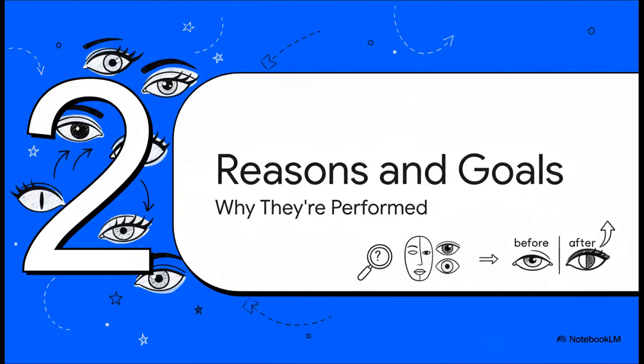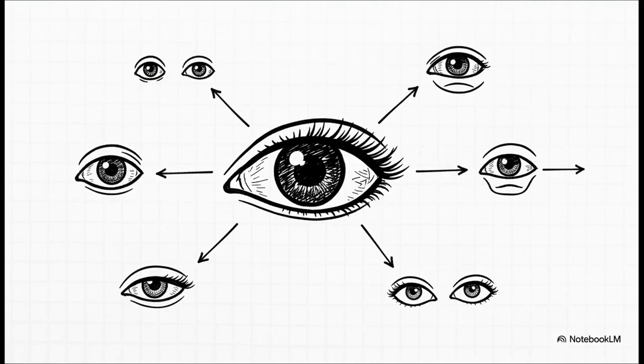So now that we know what these procedures are, the big question is, why? What are the specific goals people are trying to achieve with these kinds of surgeries? Well, the reasons are actually pretty diverse. On one hand, you have the aesthetic goals, right? Someone might want to create a wider, more open look, or achieve that classic almond-shaped eye.